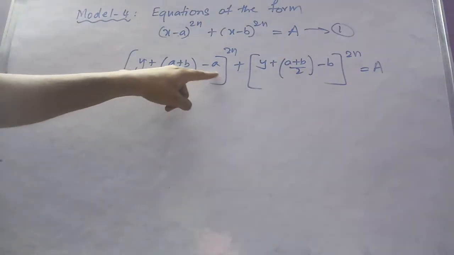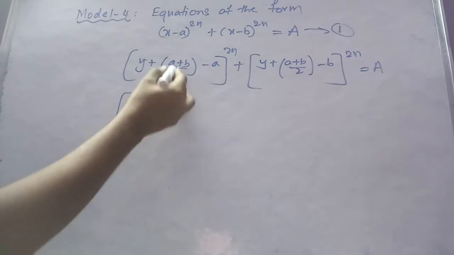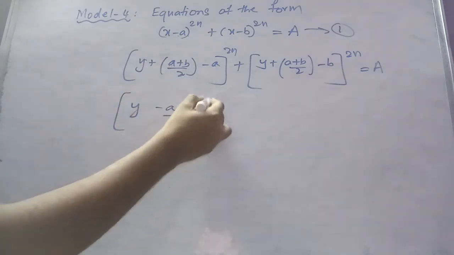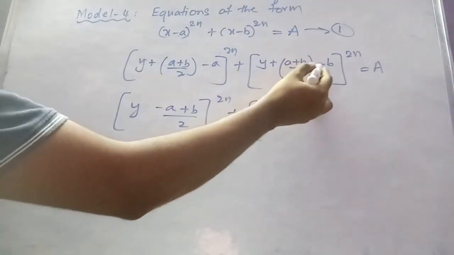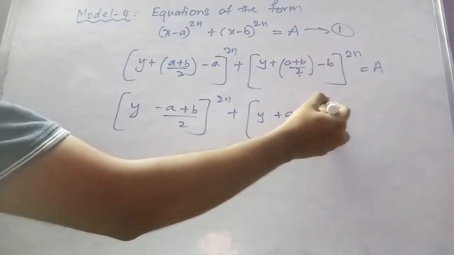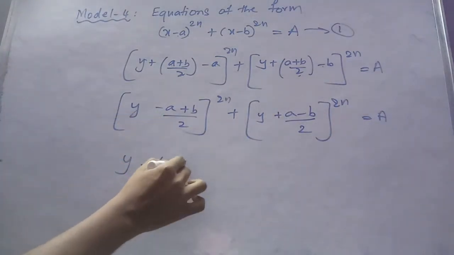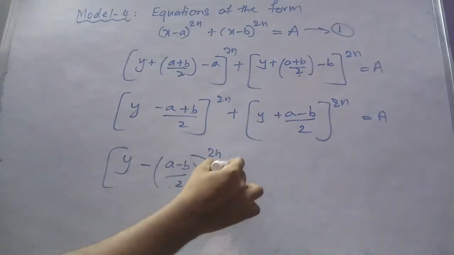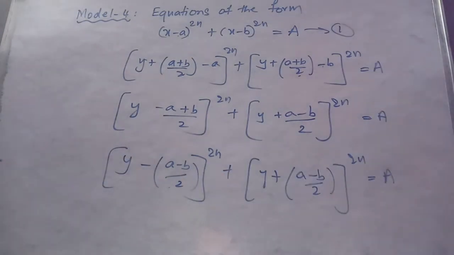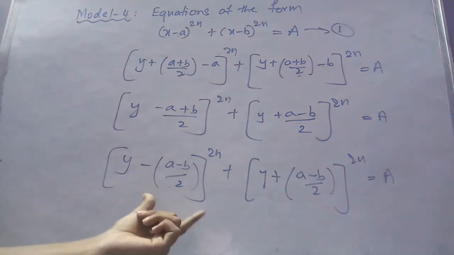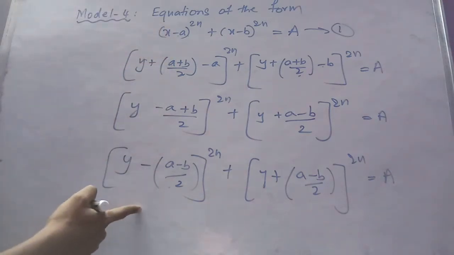So solve these two. You will get (y minus 2a plus a is minus a, plus b, all by 2) to the power 2n, and here y as it is, plus a as it is, b minus 2b is minus b, by 2, to the power 2n is equal to A. Of course you can write this as (y minus (a minus b)/2) to the power 2n plus (y plus (a minus b)/2) to the power 2n equal to A. From here we will use binomial expansions to expand the LHS and find what y is, and using y we can find what x is.